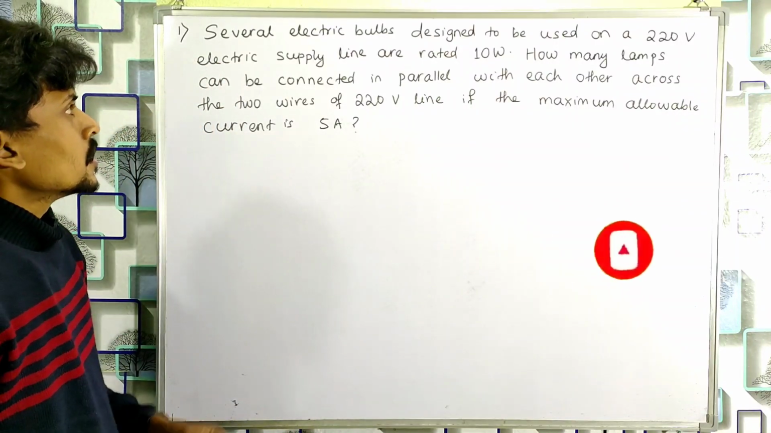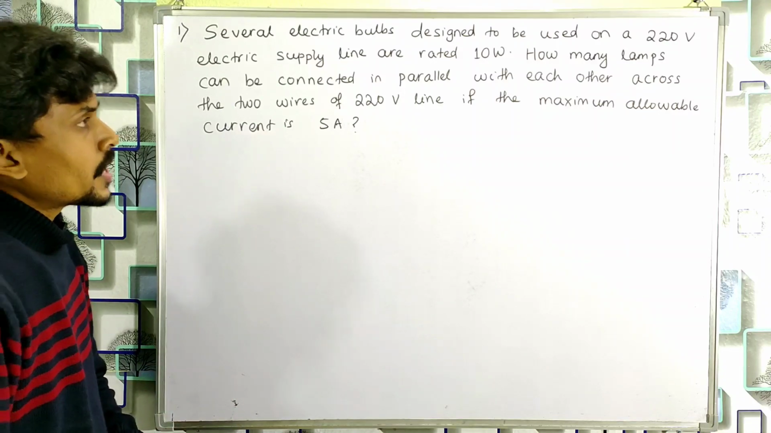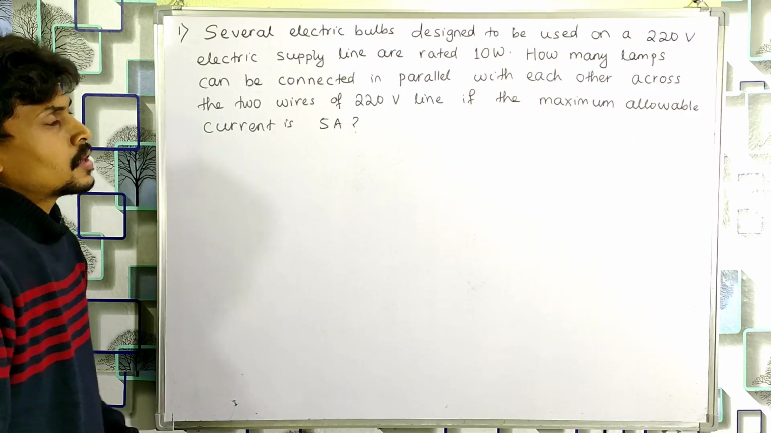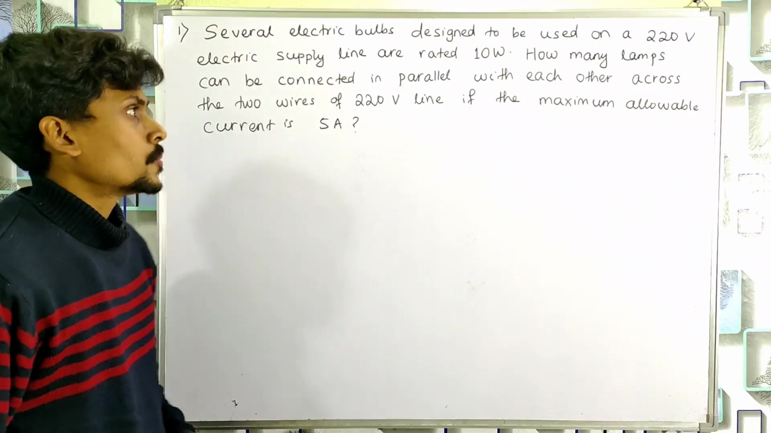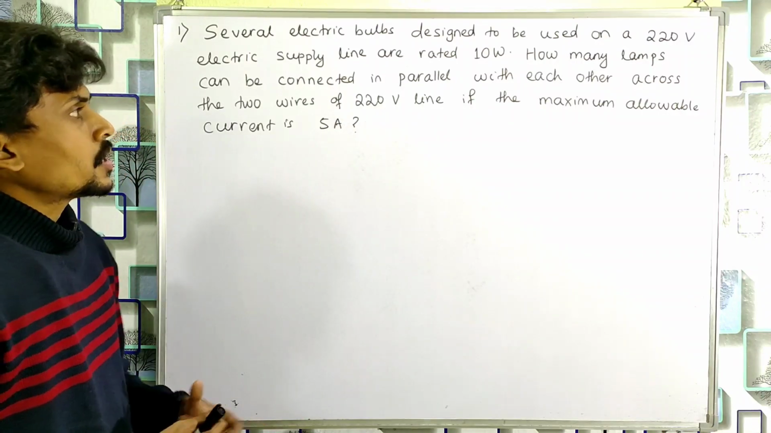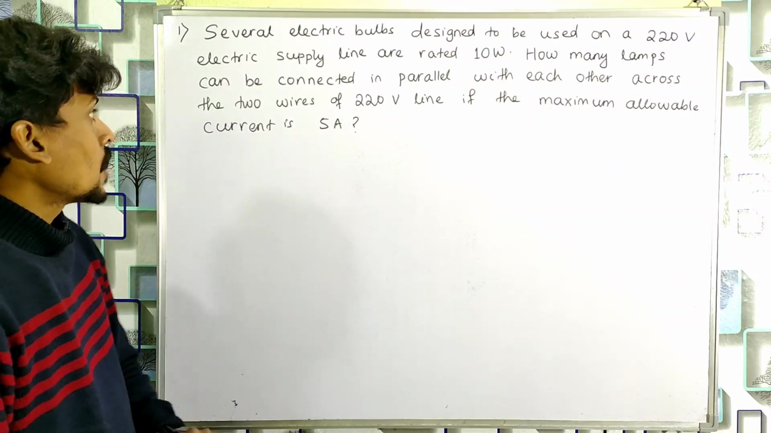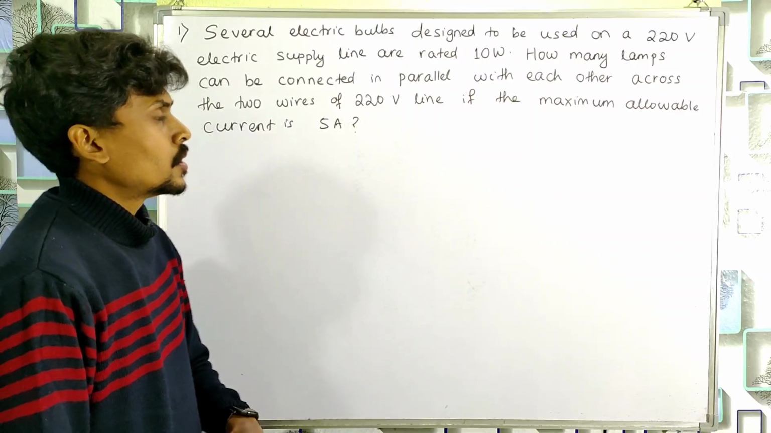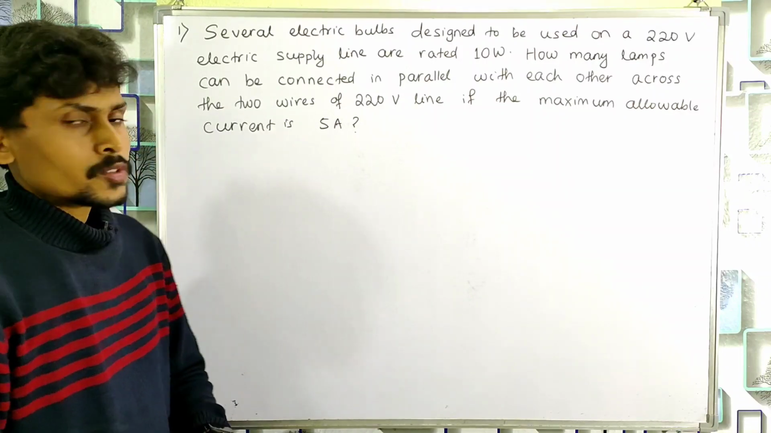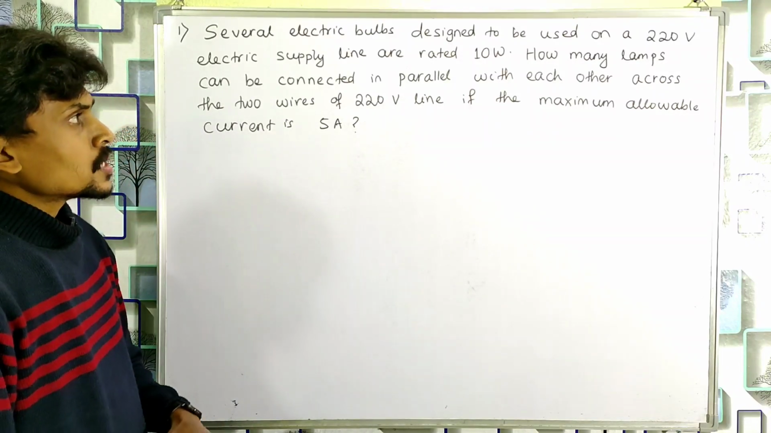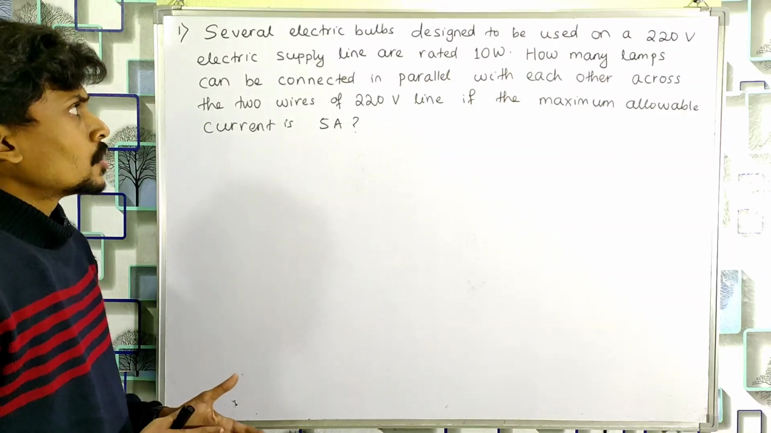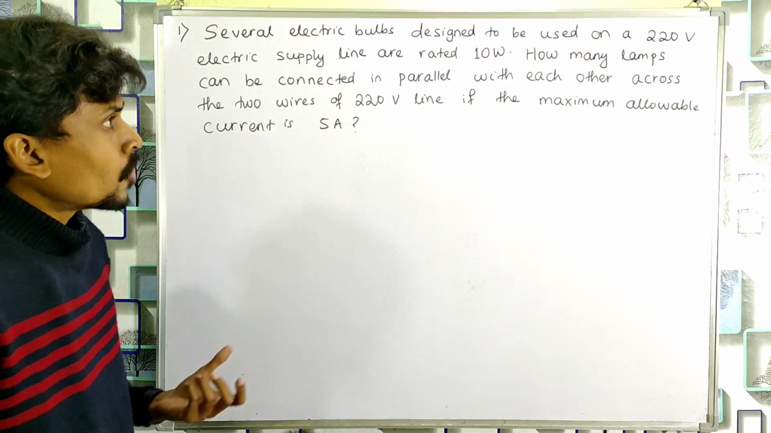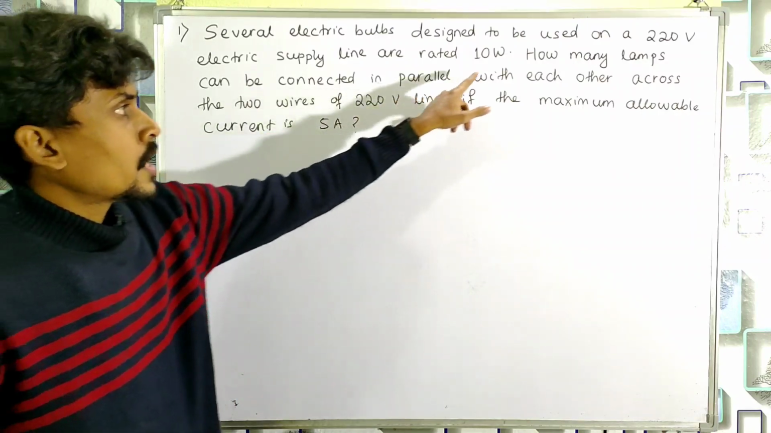The question is, several electric bulbs designed to be used on a 220 volt electric supply line are rated 10 watt. How many lamps can be connected in parallel with each other across the two wires of 220 volt line if the maximum allowable current is 5 ampere? So what is the meaning of this question? The question says that we have an electric bulb whose power is 10 watt.